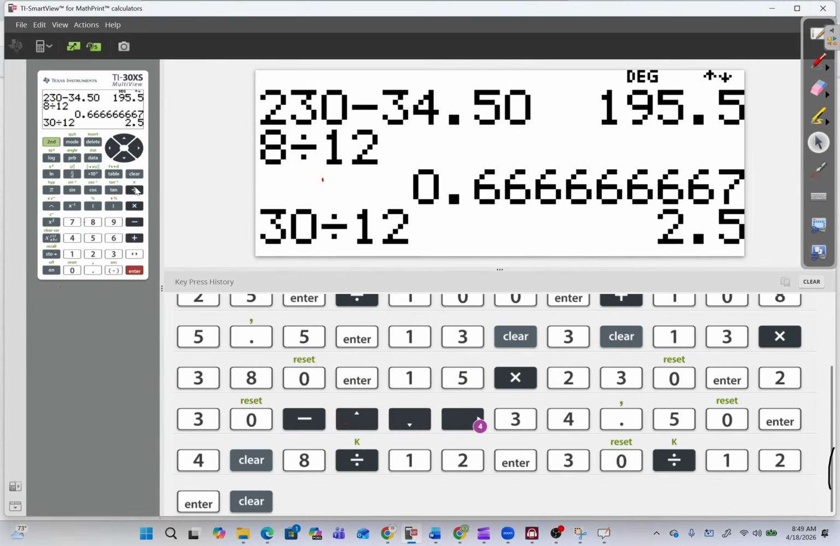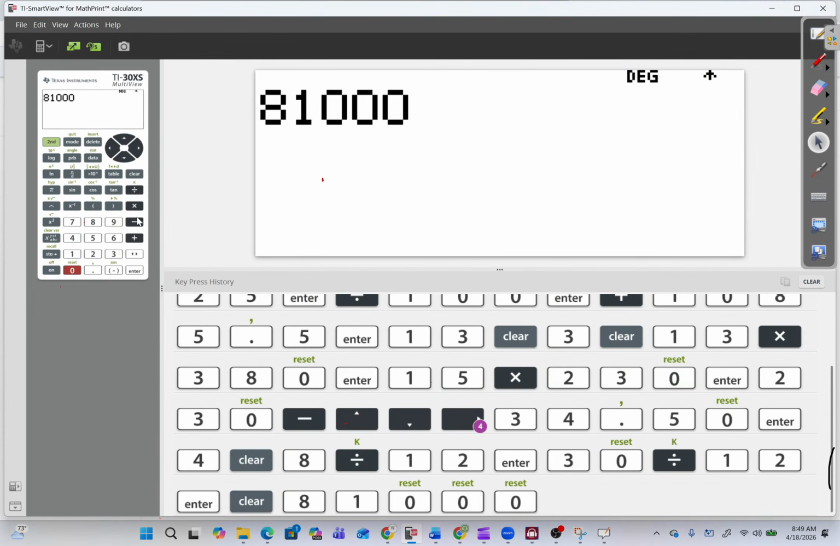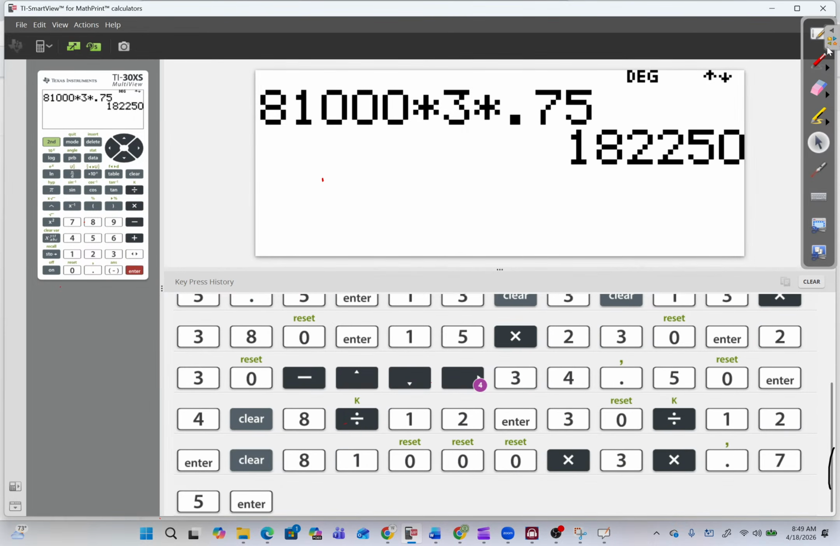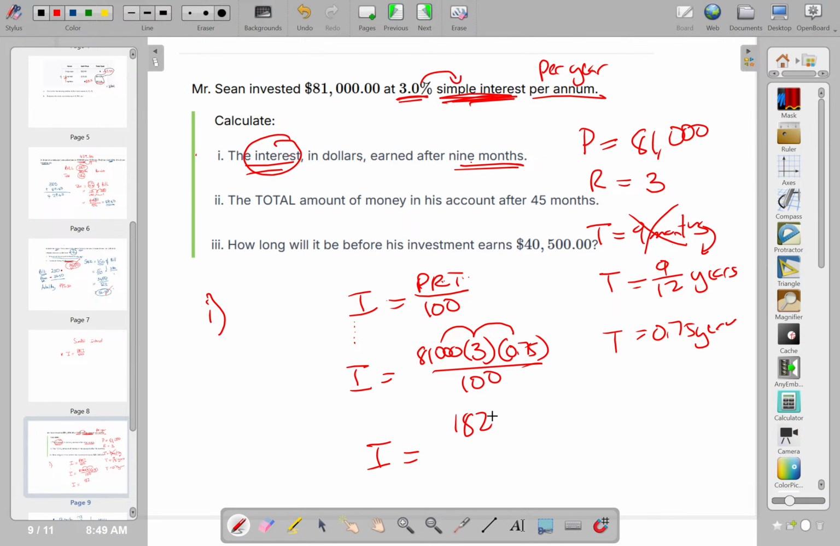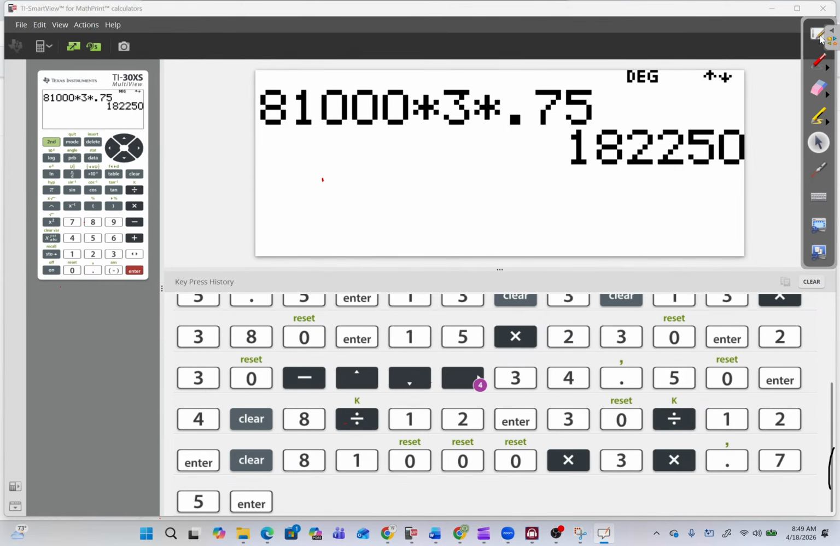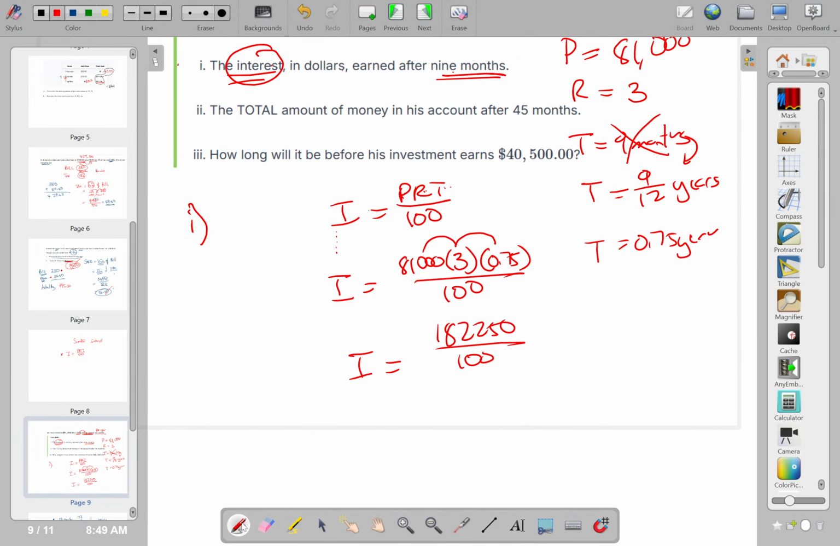Let me see if I can pull it up here. 81,000 times 3 times 0.75 gives me 182,250, all over 100. Okay? We're going to practice our little trick here. We're going to divide by 100, so move your decimal place 2 places to the left. So then our interest is 1,822.50. That's how much money you have earned on your money.